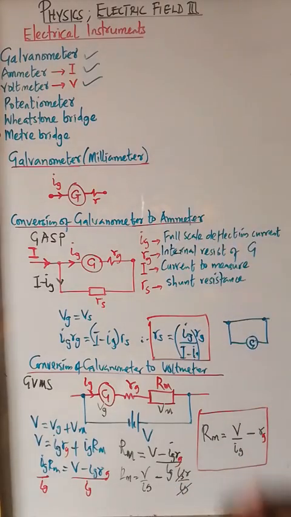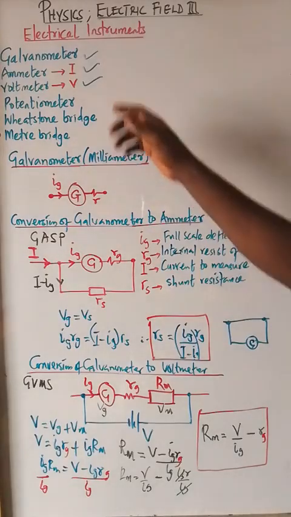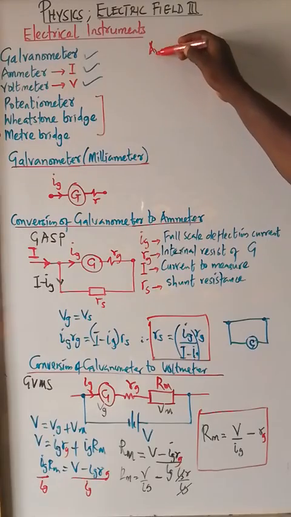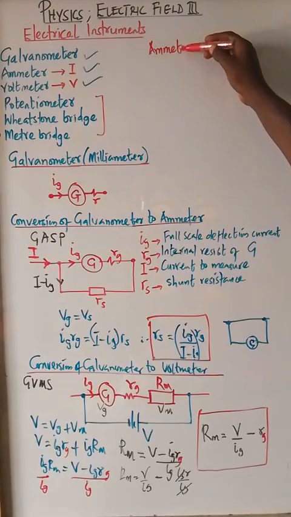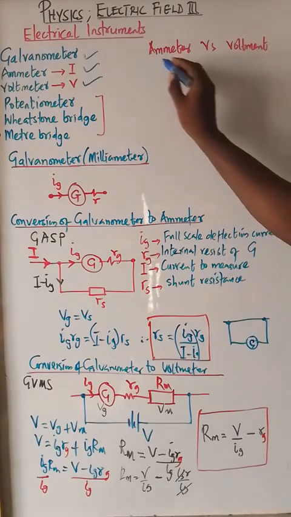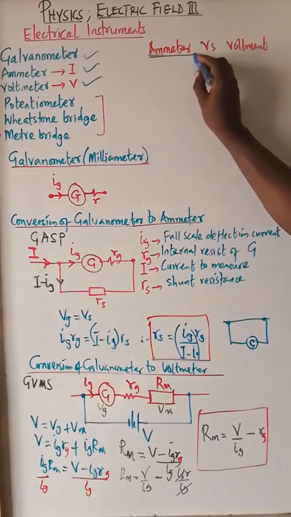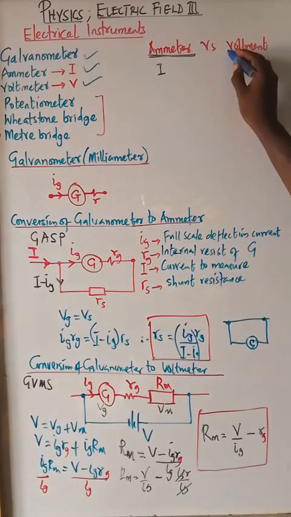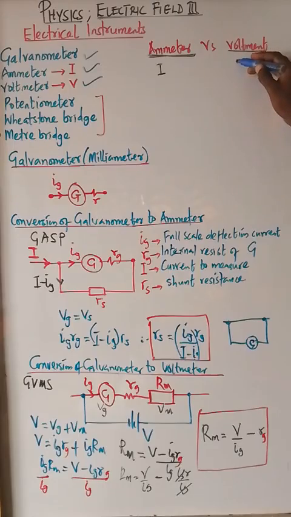So that is about ammeter and voltmeter. Before we move to the next three, potentiometer, Wheatstone bridge, and meter bridge, let's go over ammeter versus voltmeter. First, the ammeter is used to measure current. The voltmeter is used to measure PD.